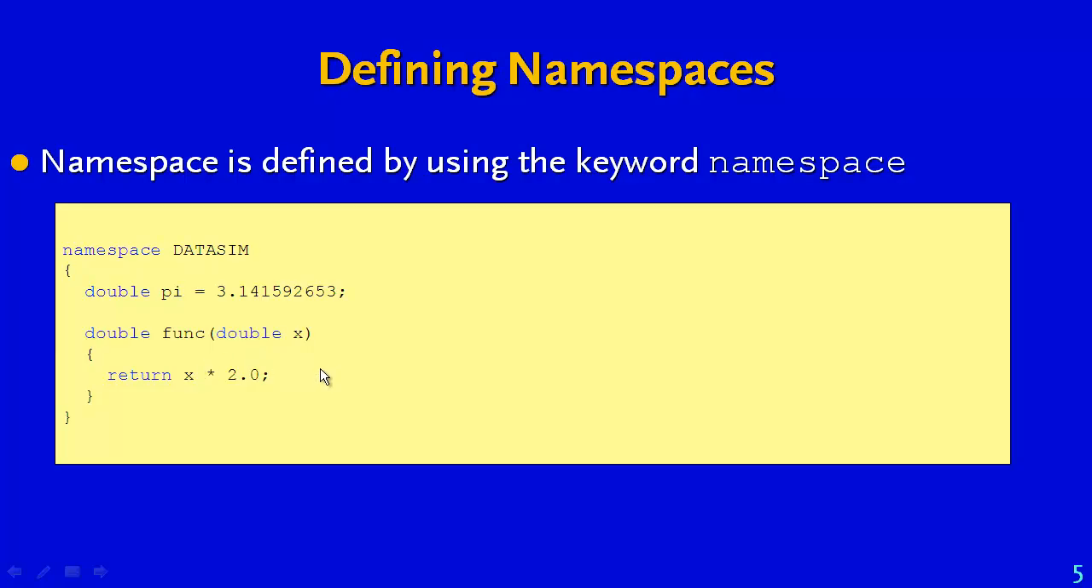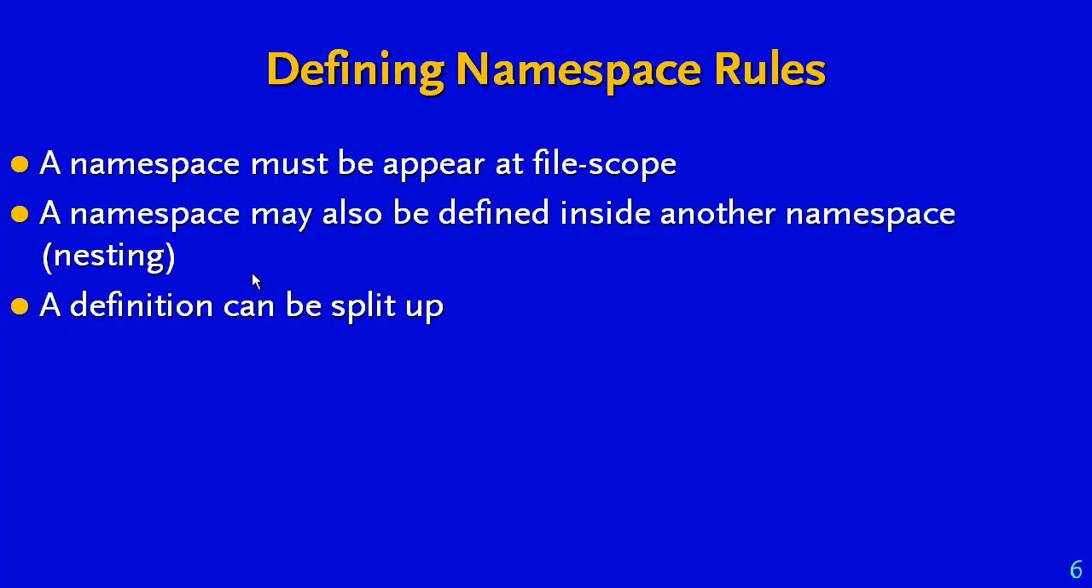So that's my namespace. That's a very simple example, and of course I can create a namespace in some file. So how do I do it? A namespace has to be done at file level.